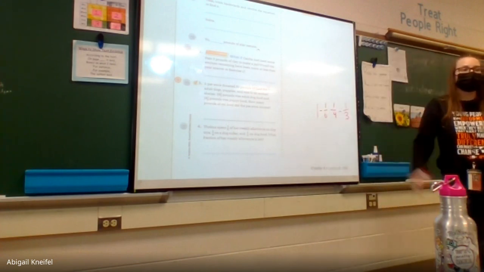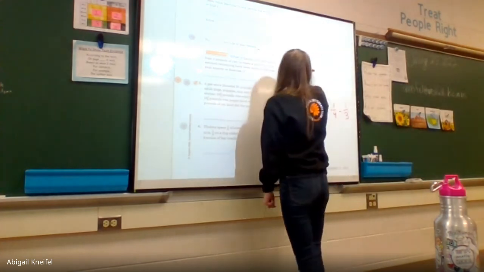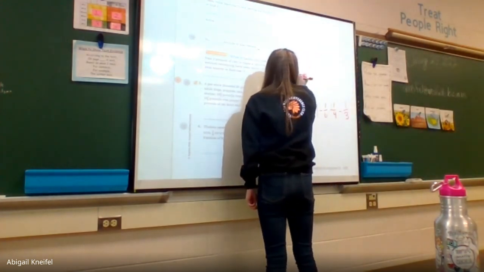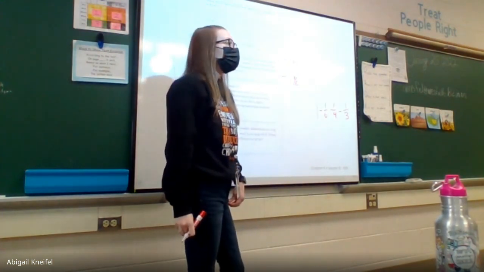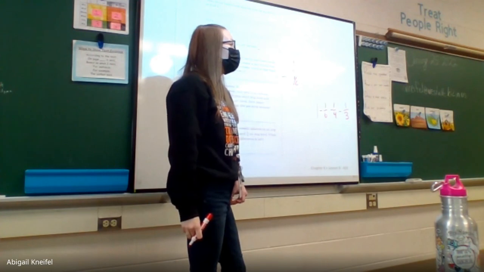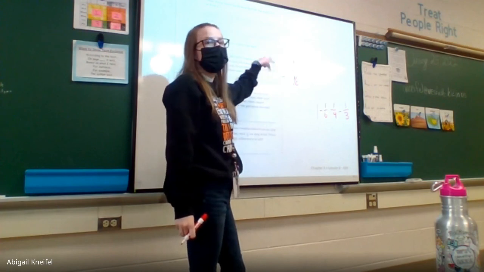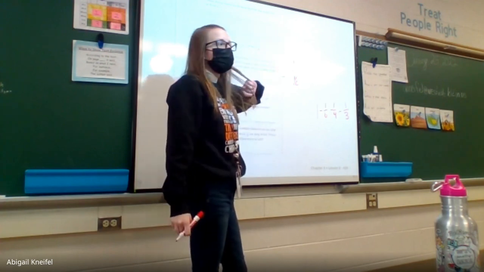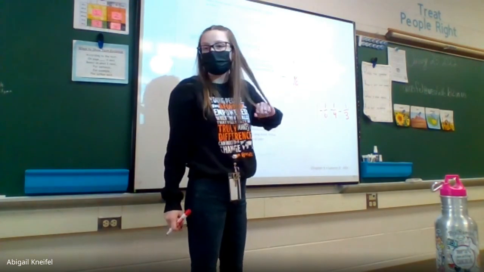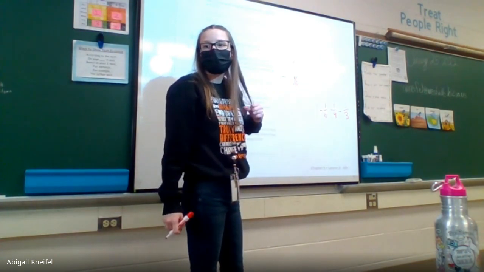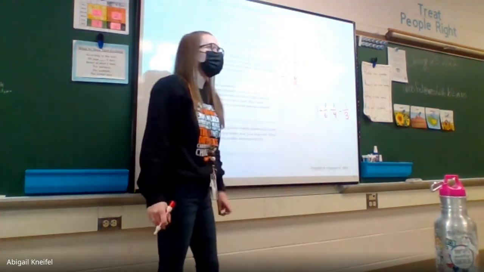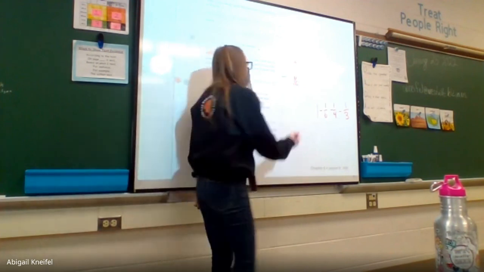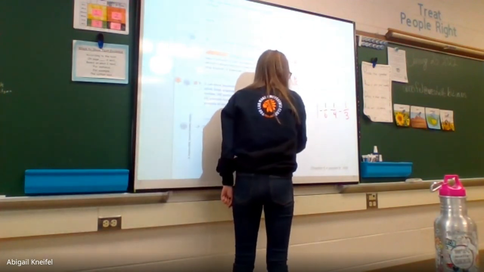All right? So 1 minus 1/6. Can I do this right now? No. I need to make a common denominator. So how do I make this a common denominator? Ethan? Yeah, we're just going to change 1 to 6 over 6. Beautiful. Now 6 minus 1 is 5. So now we have 5/6 minus 1/4.